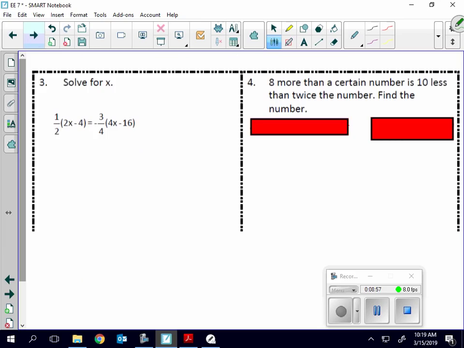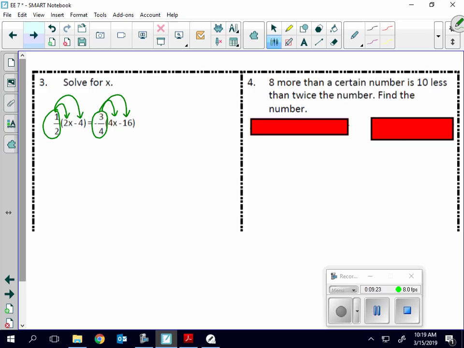All right, number 3. Now we have some fractions to deal with. We are going to distribute. Let's distribute this 1/2 to both terms in those parentheses and distribute a negative 3/4 to both of these.